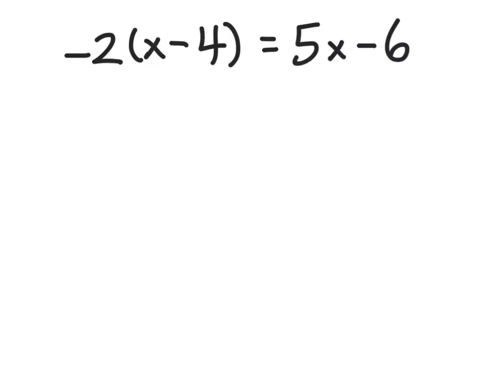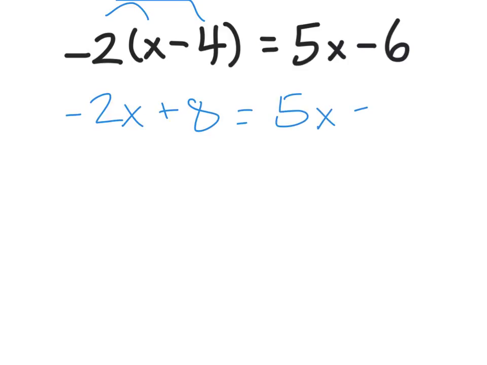Here's another example. First, we're going to have to start with that step 1, because we have parentheses, and we can use the distributive property to clear them. So this is going to be negative 2 times x, which is negative 2x. Then negative 2 times negative 4, which is plus 8. And the right-hand side, there's nothing to do, so we're just going to leave it. But that's what step 1 looks like, right? We cleared the parentheses. There weren't any like terms to combine, but still, we cleared the parentheses.